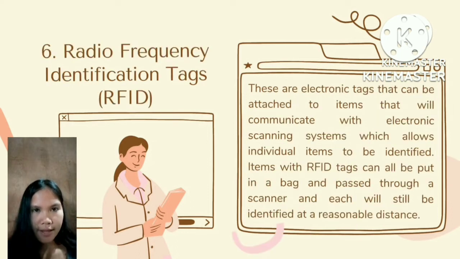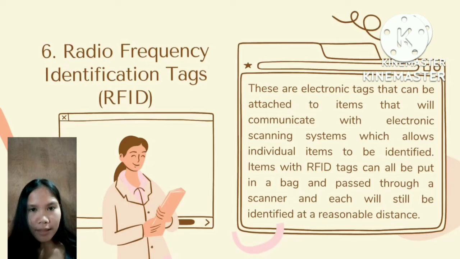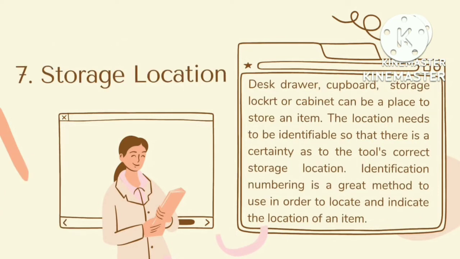Radio frequency identification tags, also known as RFID, are electronic tags that can be attached to items and will communicate with electronic scanning systems that allow individual items to be identified while in groups. While barcodes require individual item scanning, items with RFID tags can all be put in a bag and passed through a scanner, and each will be identified at a reasonable distance. In a reasonable size business, it may be possible to locate the exact physical location of every tool that has an RFID tag attached.